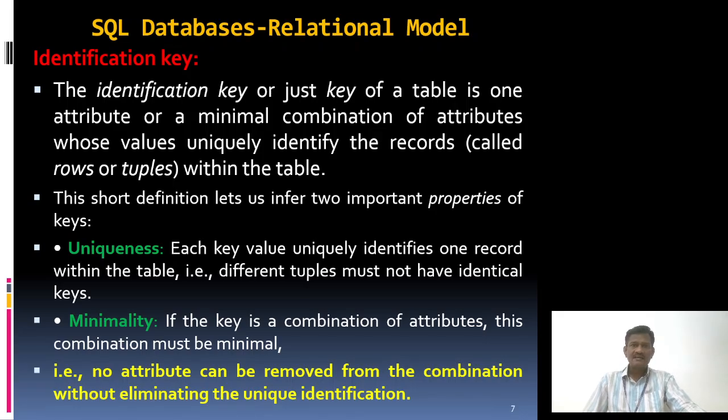A key is an attribute or a minimal combination of attributes that uniquely identifies each row in the table. A good key must satisfy two main properties. One is the uniqueness. No two records can have the same key value. And the second one is minimality. The key should not contain unnecessary attributes. That is, no attribute can be removed from the combination without eliminating the unique identification.